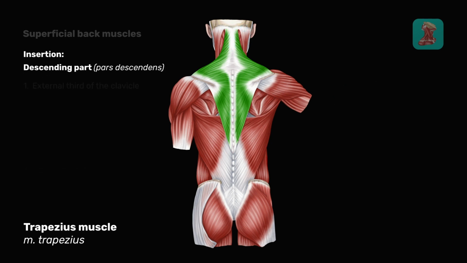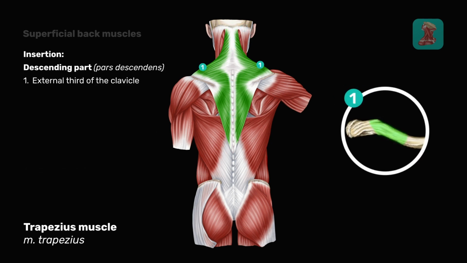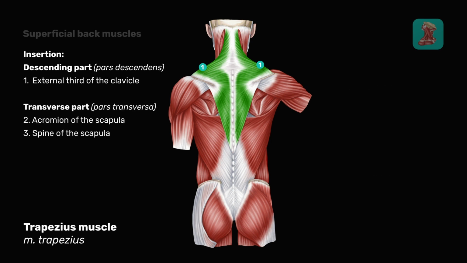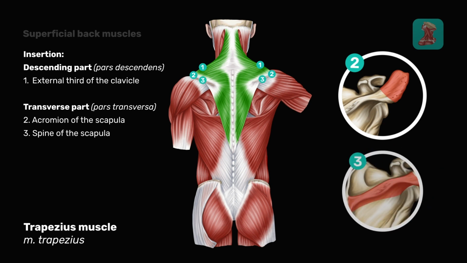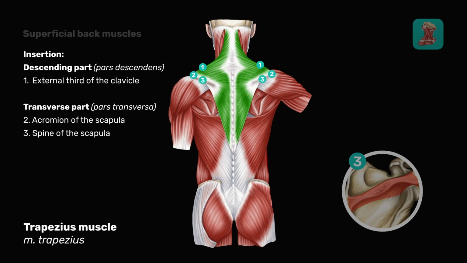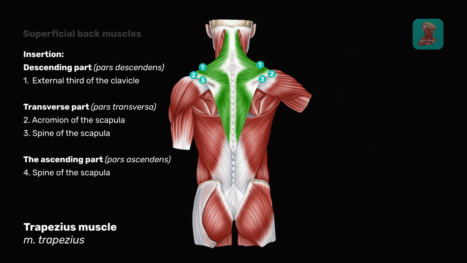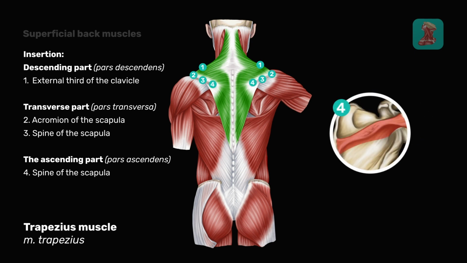Insertion. The descending part inserts into the external third of the clavicle. The transverse part inserts into the acromion of the scapula and the spine of the scapula. The ascending part inserts into the spine of the scapula.